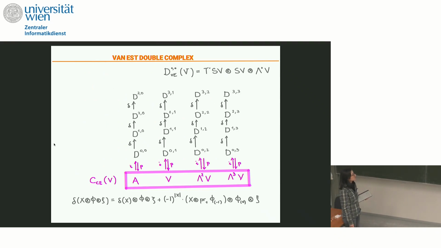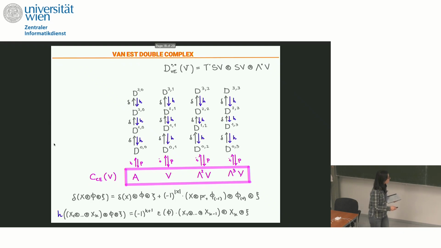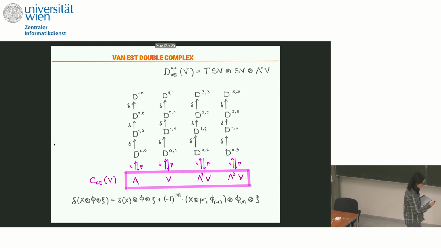Vertical direction is now relating somehow this double complex with the Chevalley-Eilenberg. Let's see how. Again, very similar story. We have very easy maps, I and J, injection and projections. And then we have to cook up a differential. Here, this is a coalgebra differential.